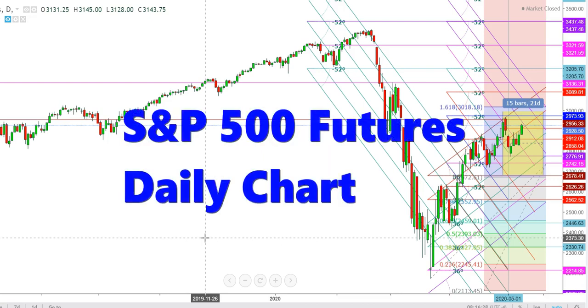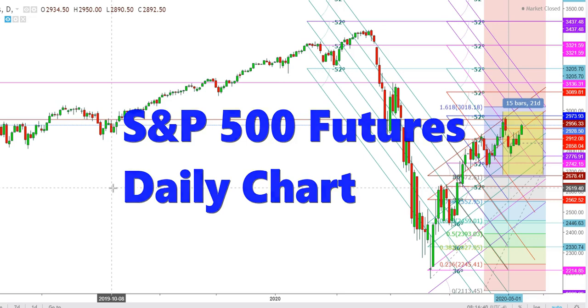Let us start the day to analyze the movements of S&P 500 futures in different time frames. So friends, here you can see a daily chart of S&P 500 futures.